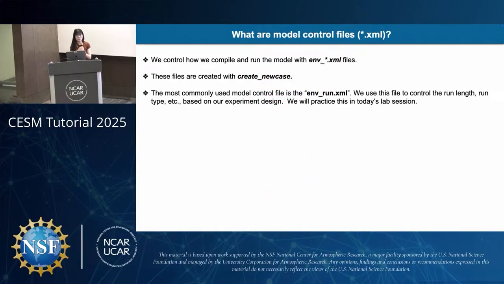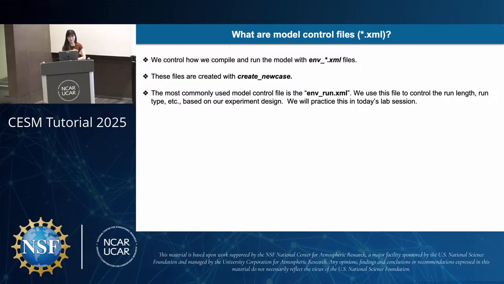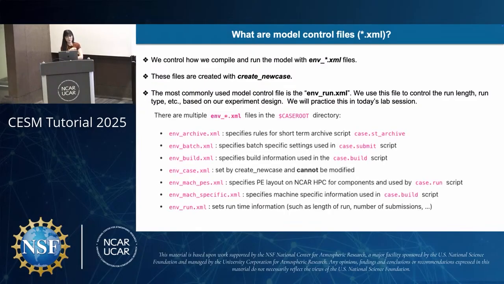We use these model control files to control how we want to run and compile our model simulation. Again, these files are created after you invoke create new case. The most commonly used model control file is env_run.xml. We use this file to control the run length, run type, etc., based on our experiment design. And this is the main file we will be practicing in today's lab.